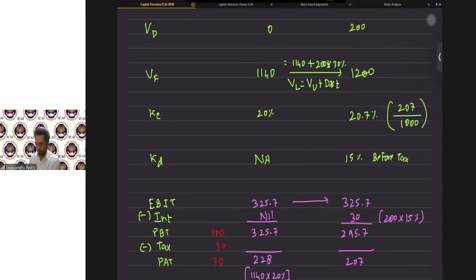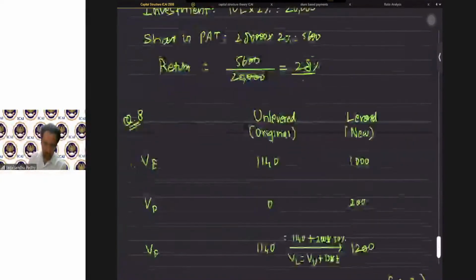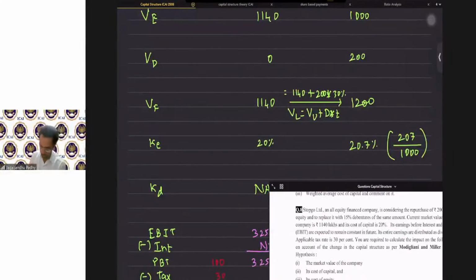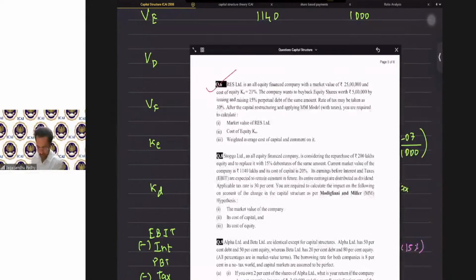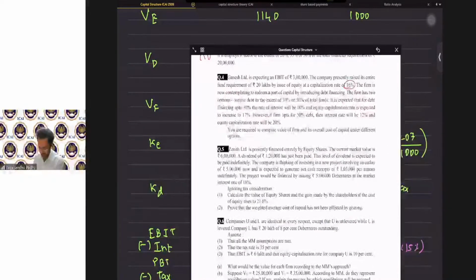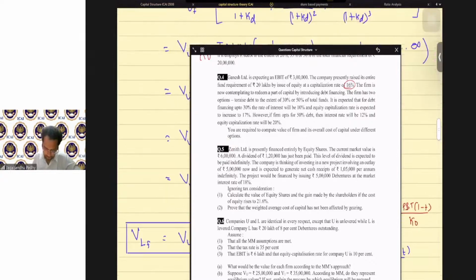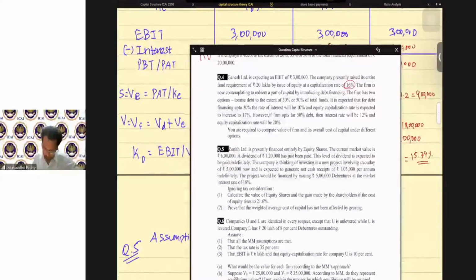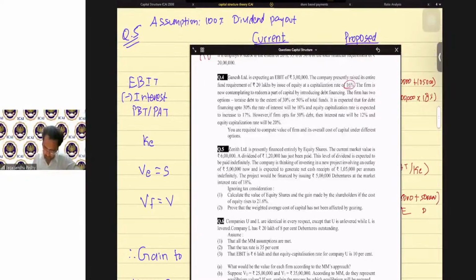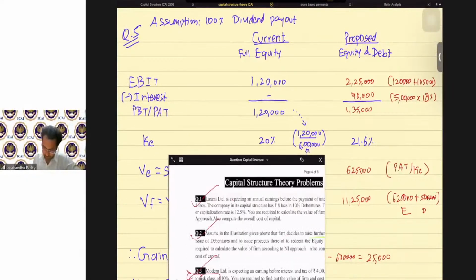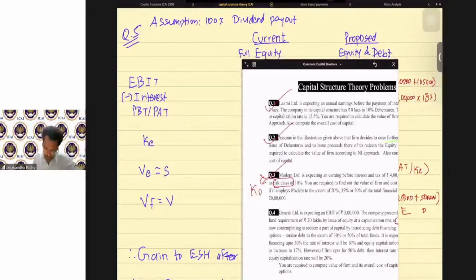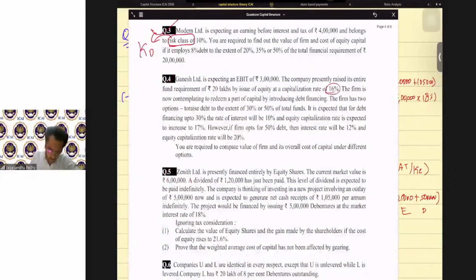Okay, that's our question number 8. Now, question 6 is what we have done. That was actually 7. Let's consider this question number 5 as the last question for the day. And let's get it done from here. Question number 5.